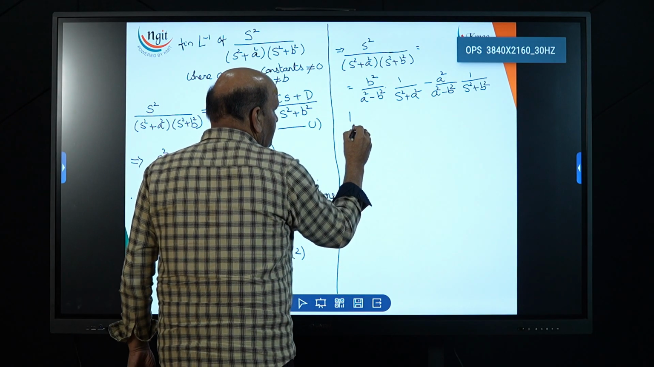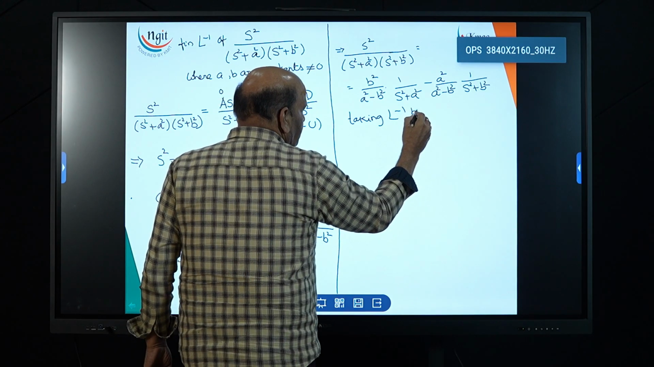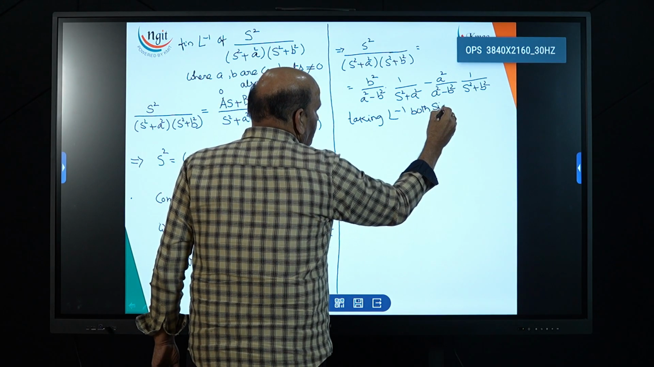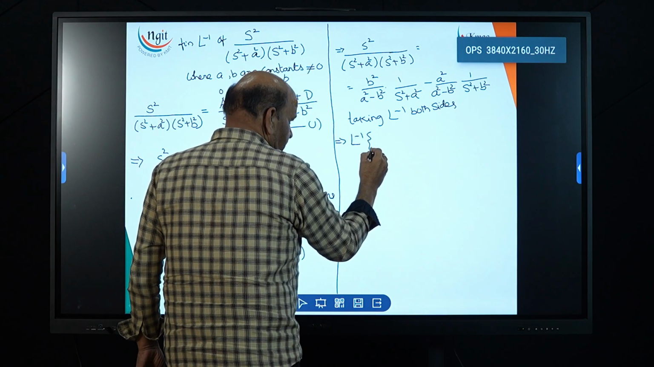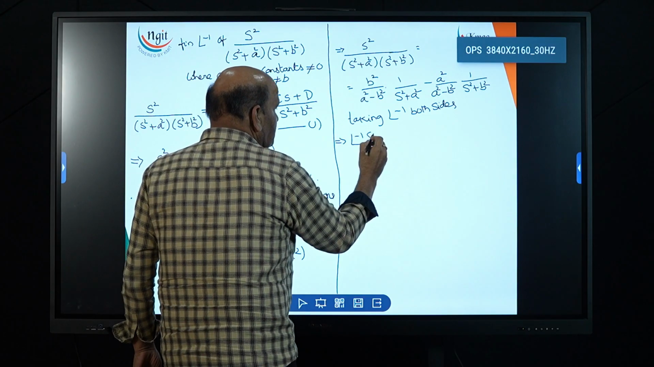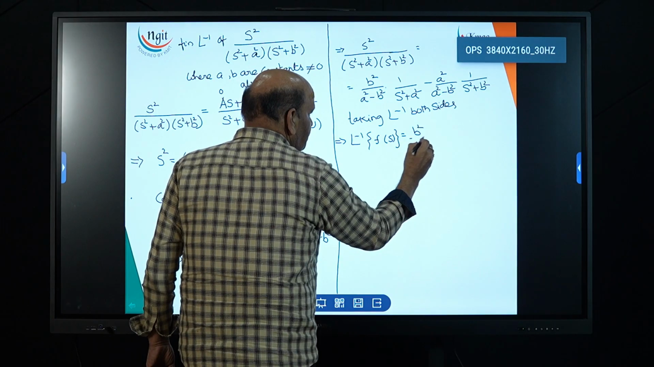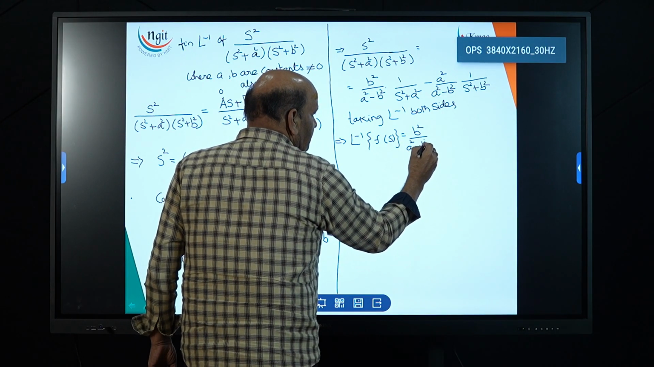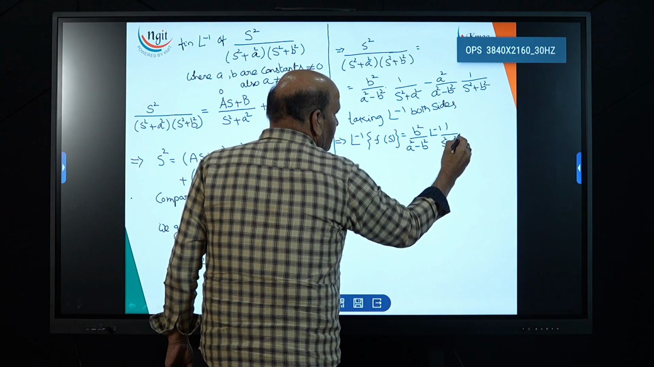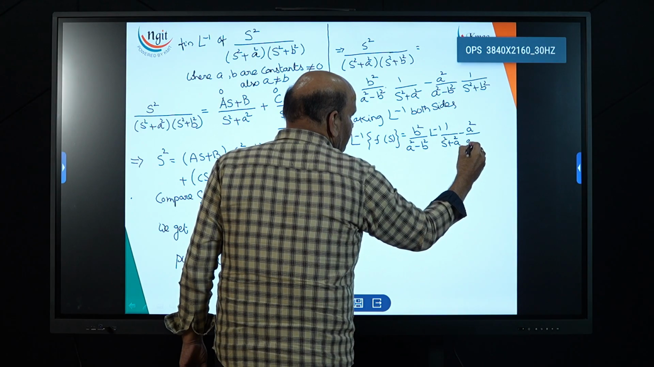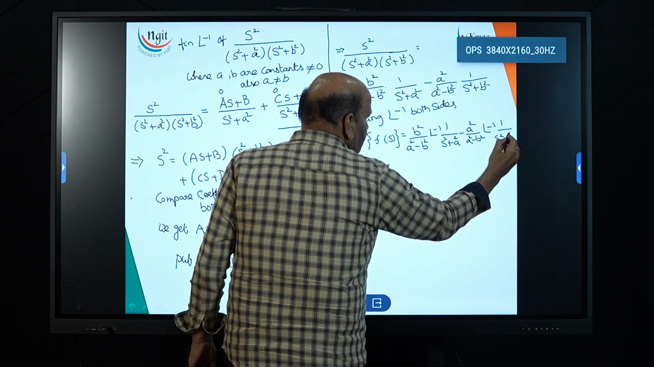Now taking L inverse both sides, this implies L inverse of f of s, no need to write the entire fraction always, is equal to b square by a square minus b square into L inverse of 1 by s square plus a square, minus a square by a square minus b square into L inverse of 1 by s square plus b square.